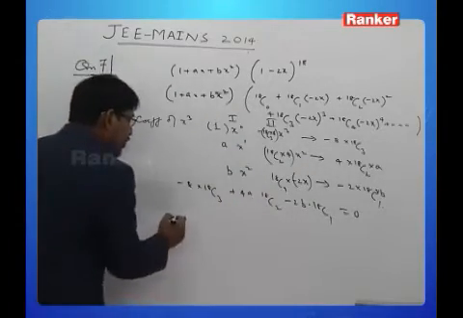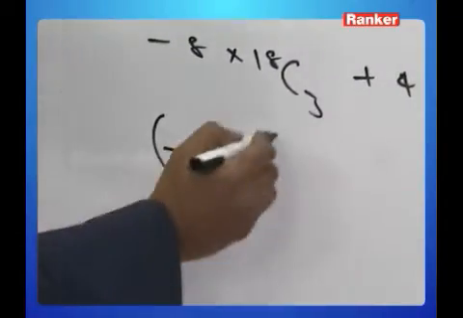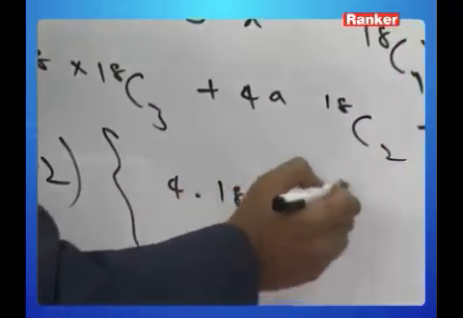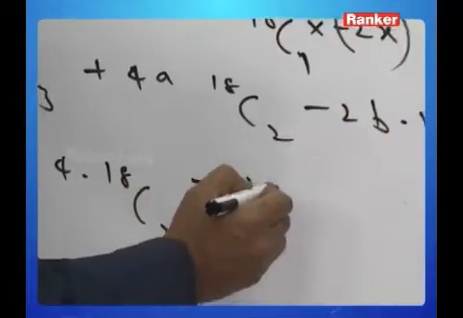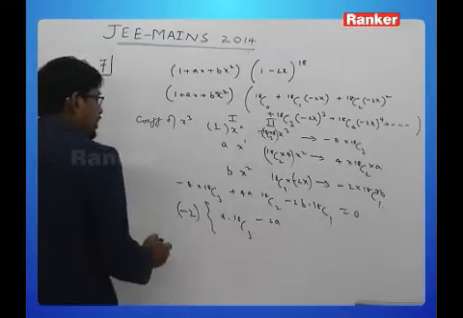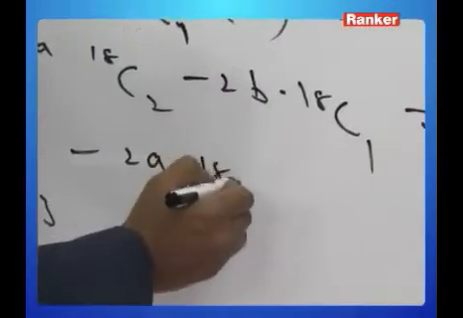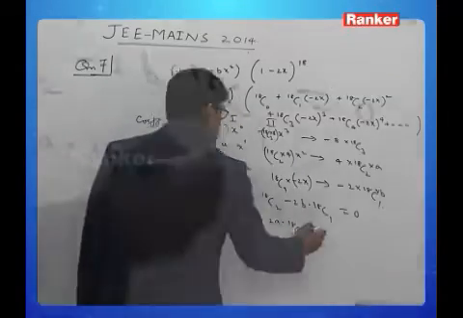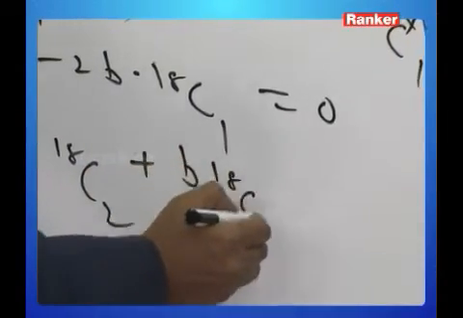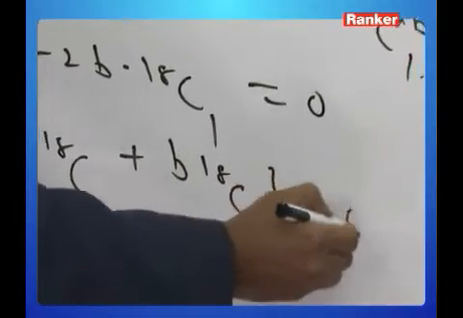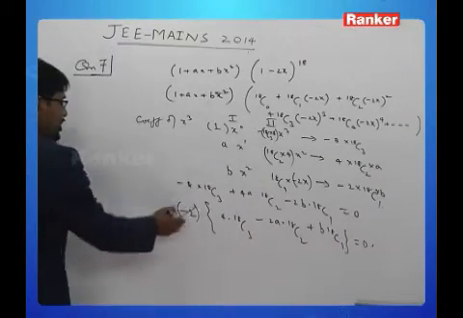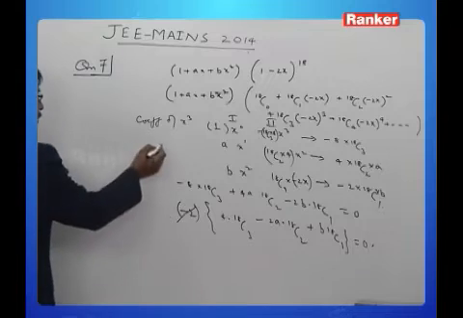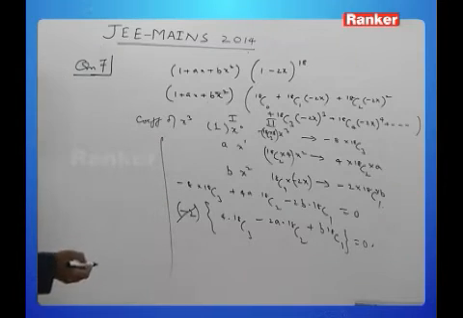You can see that minus 2 is taken common. We have therefore 4 into 18C3 minus 2a into 18C2 plus b into 18C1 equated to 0. Okay, this minus 2 can be cancelled out, and we have here, what is 18C3?